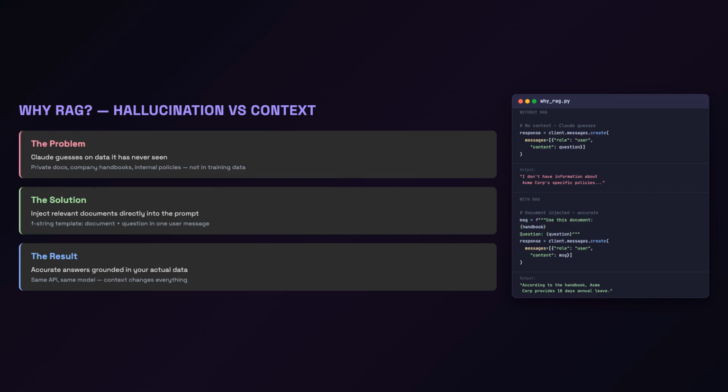RAG fixes this. You retrieve relevant documents and inject them into the prompt. Today, a side-by-side comparison. Same question, with and without context. Watch the difference.